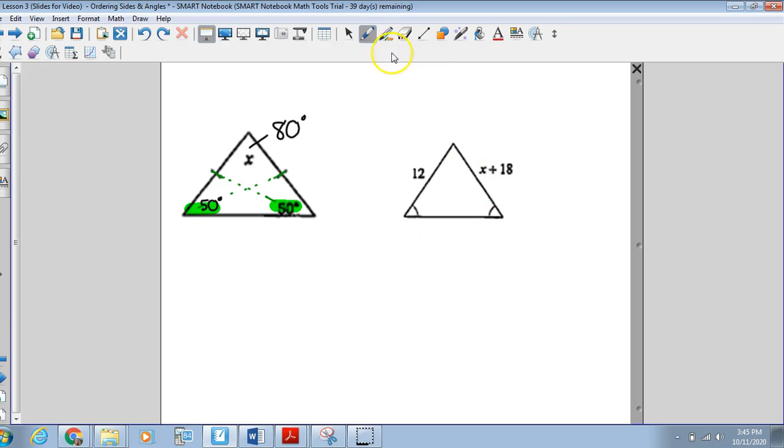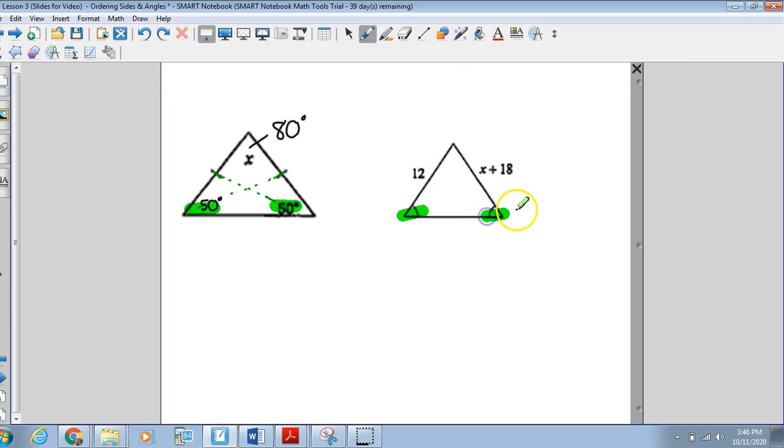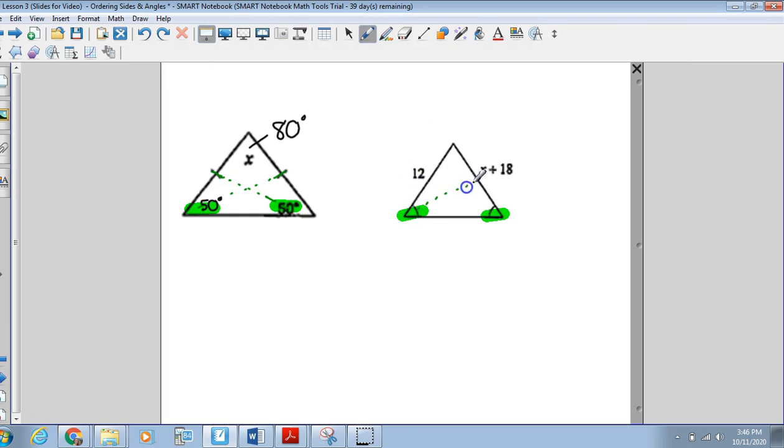This example over here, we've got two angles that are congruent. Notice down here, we've got our congruent angle here and our congruent angle here. That means that the sides across from them must be congruent. This x plus 18 and this 12 must be equal to each other also. So 12 equals x plus 18. And then we would solve that, and we would get that negative 6 is equal to x.